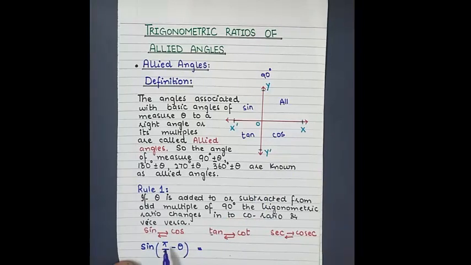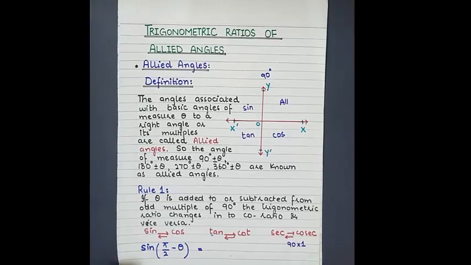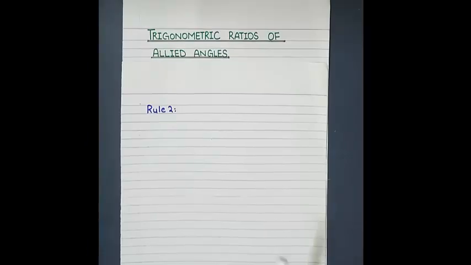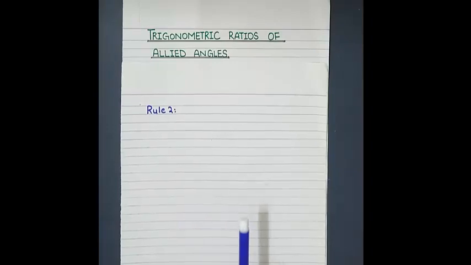Okay. Now pi by 2, which means 90. So 90 multiplication with 1. We can write it as 90 multiplication with 1. So 1 is an odd multiple of 90, right? So this sine will change into its co-ratio, which is cos theta. For an even multiple of 90 or right angle, the trigonometric ratios shall remain the same. It means the trigonometric ratios will not be converted into their co-ratios.